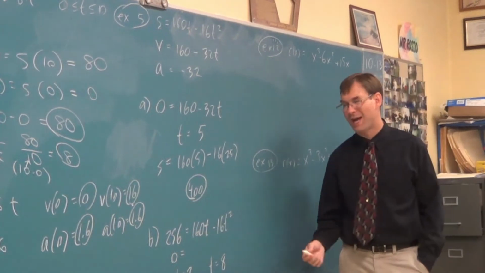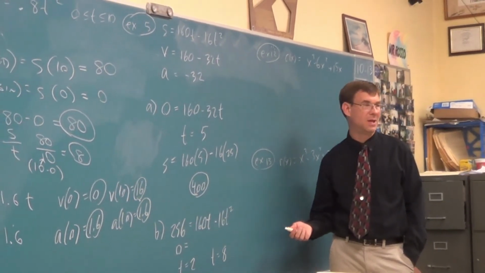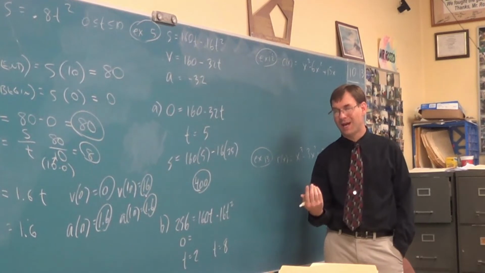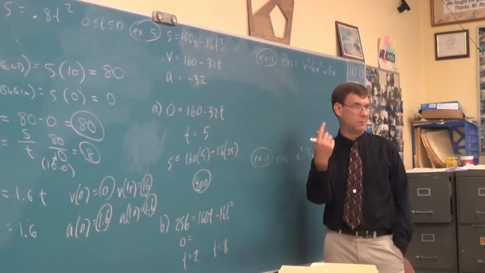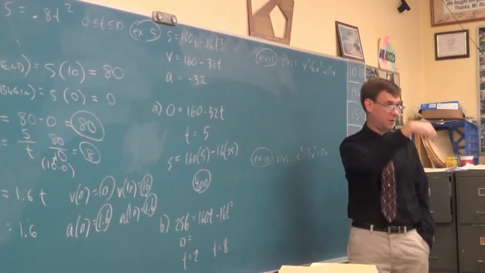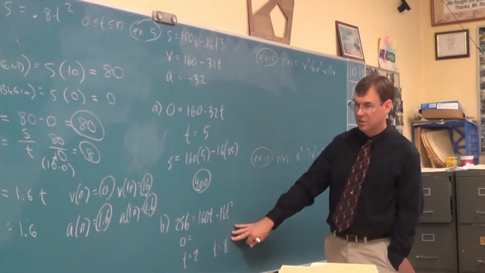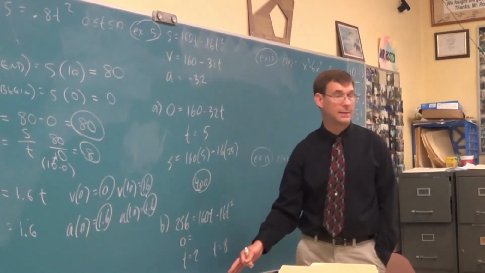Why did we get 2 times when that's going to be at the 256 line? We shoot the thing in the air. How's it going to be at that height twice? When it goes up, it goes past it once on the way up, and then it comes down, and then once on the way back down. So if they asked us when we're at 256, we answered it: 2 and 8 seconds.